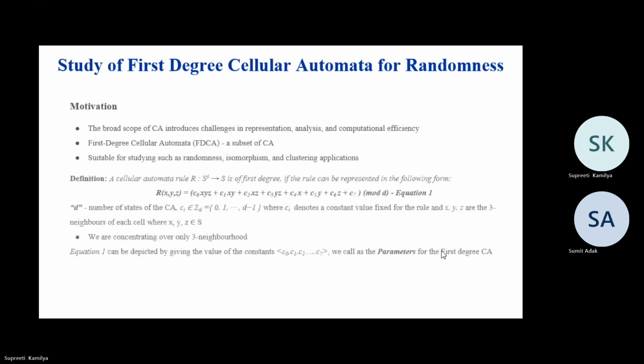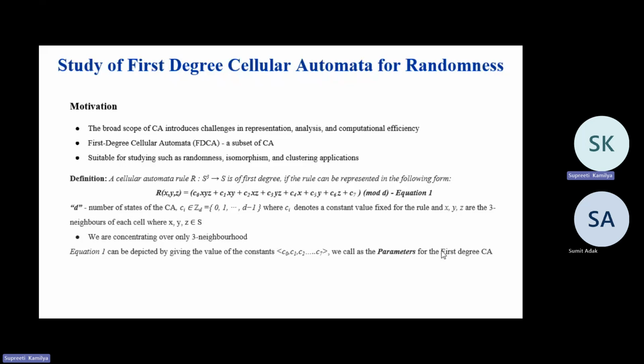As we all know, CA has a wide variety of representations of computational analysis and computational complexity. The major challenge of CA is the representation. So the broad scope of CA introduces challenges mostly in representation, analysis, and computational efficiency. Because of that, we are introducing first degree cellular automata, which is a subset of CA, and this is best suited for our randomness, isomorphism, and clustering applications.